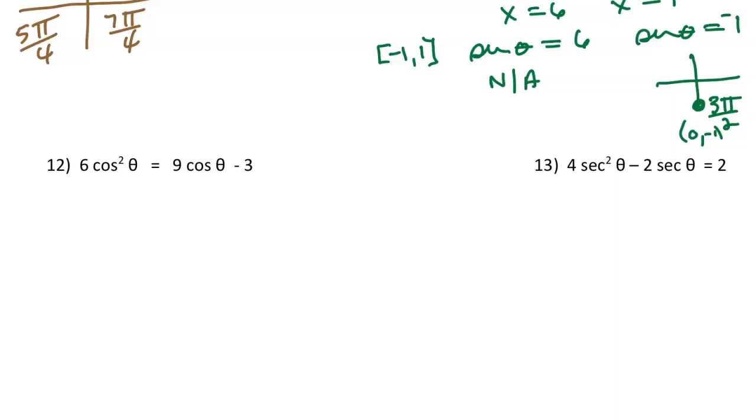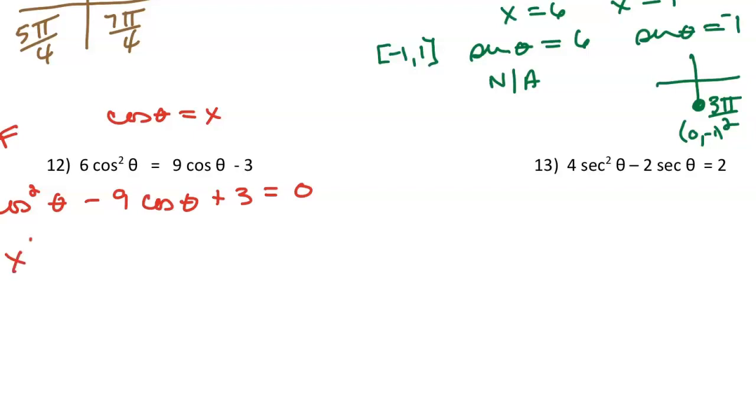Okay, so here we're going to move everything to the left. 6 cosine squared theta minus 9 cosine theta plus 3. Make sure you change your signs correctly because that's an easy mistake to make. Okay, this is what I would deem hard factoring, and I'll show you why. Okay, so we're going to do the conversion. I'm going to say cosine theta equals x. Okay, so I get 6x squared minus 9x plus 3 equals 0.